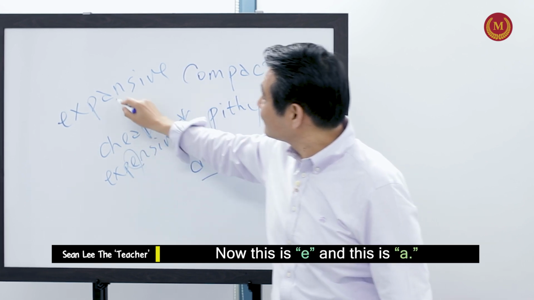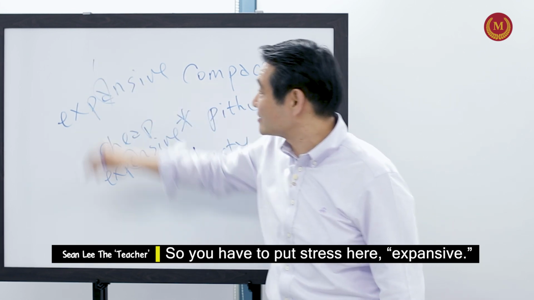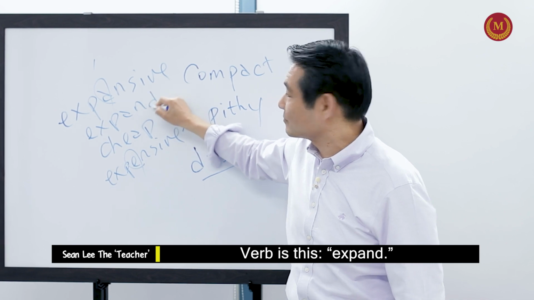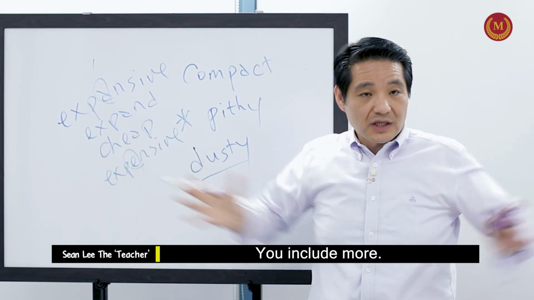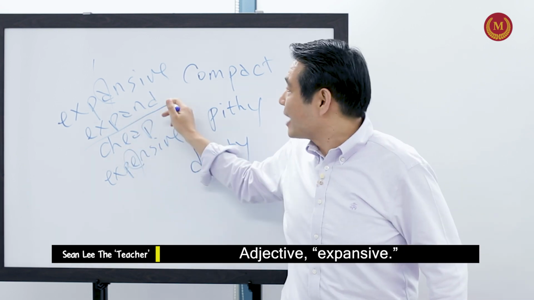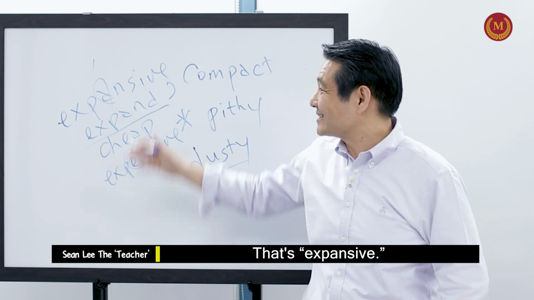Now, this is E, this is A. So this is expansive, right? You have to put stress here. Expansive. This means what? The verb is expand. You include more, right? To expand, you go bigger. Adjective, expansive. So you talk more, use more words, that's expansive.